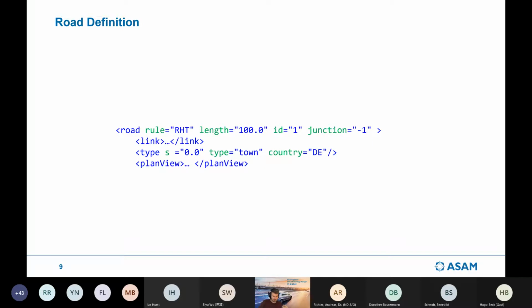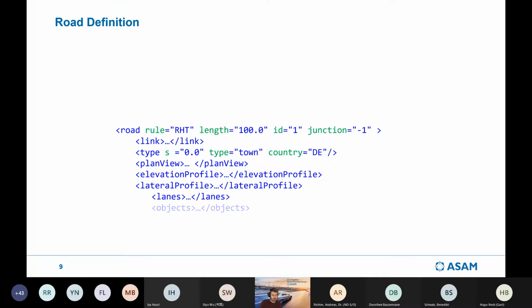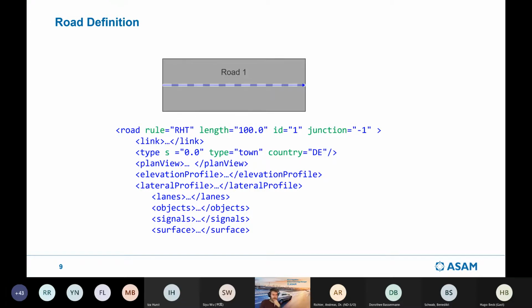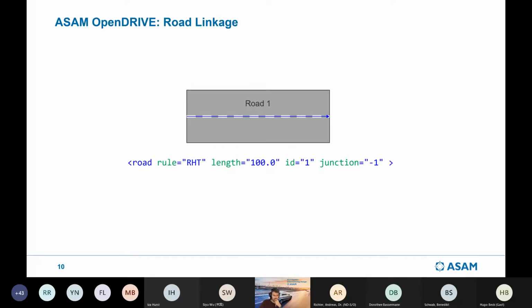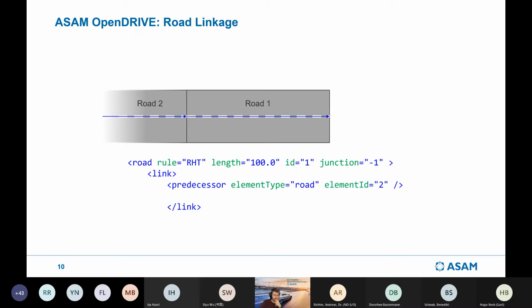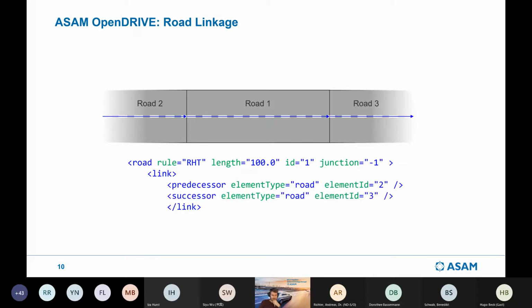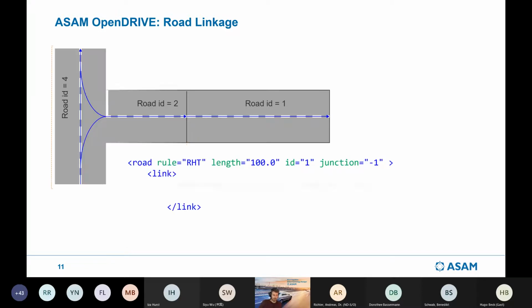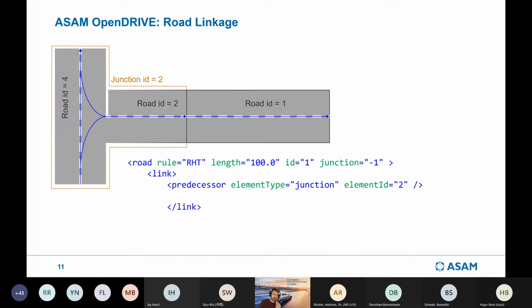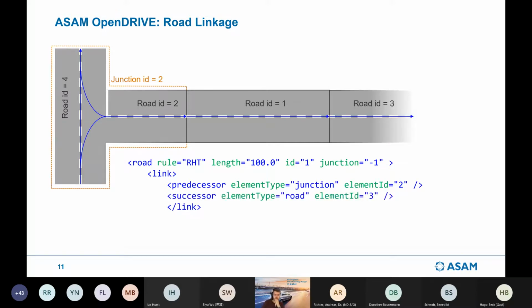The plan view will contain the reference line, the elevation profile, the lateral profile, the lanes, the objects, the surface information if we want to use OpenCRG, which is optional. And then we have our road. If we want to link roads together, we can do so as well using the link attribute. So we have a predecessor element and a successor element. And obviously we could do so there as well, but using a junction as a predecessor or as a successor, depending, and just linking up the whole junction element.